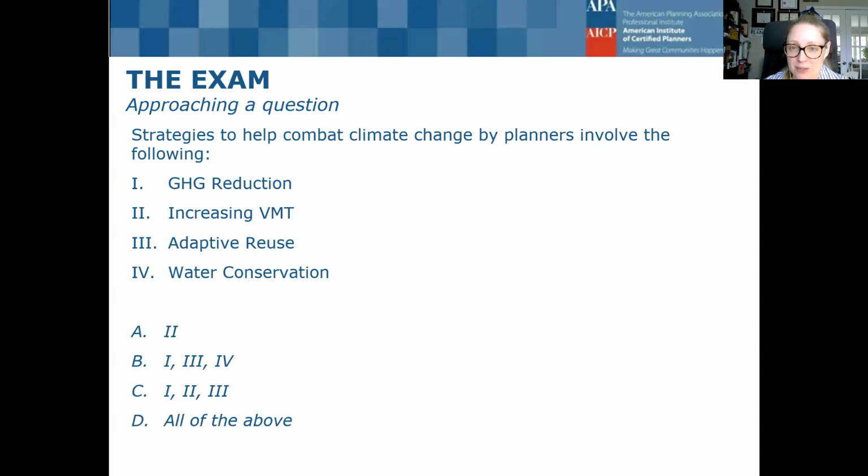Last one, and then I'll let you guys go. Strategies to help combat climate change by planners involve the following. So we're combating climate change: greenhouse gas reduction, increasing vehicle miles traveled, adaptive reuse, and water conservation. The reason why I chose this question as an example is because you're going to get acronyms and you're going to be expected to know what they mean. And if you don't, you've got to figure it out.